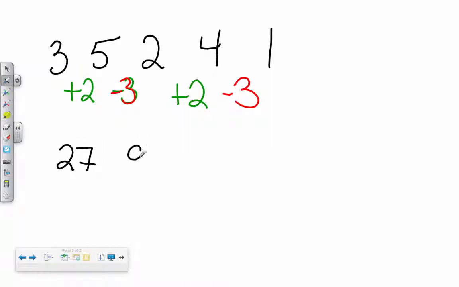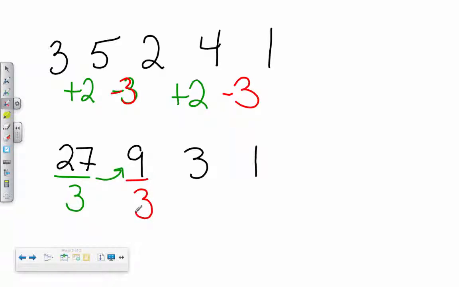How about, here's one. 27, 9, 3, and 1. Anna. Dividing every number by 3. Okay, so that's a hypothesis. Let's see if she's right. So we're going to divide this by 3. 27 divided by 3 is? 9. Okay. 9 divided by 3 is 3. Then 3 divided by 3 is 1. If it kept going, what would be the next one? 1 divided by 3 is?